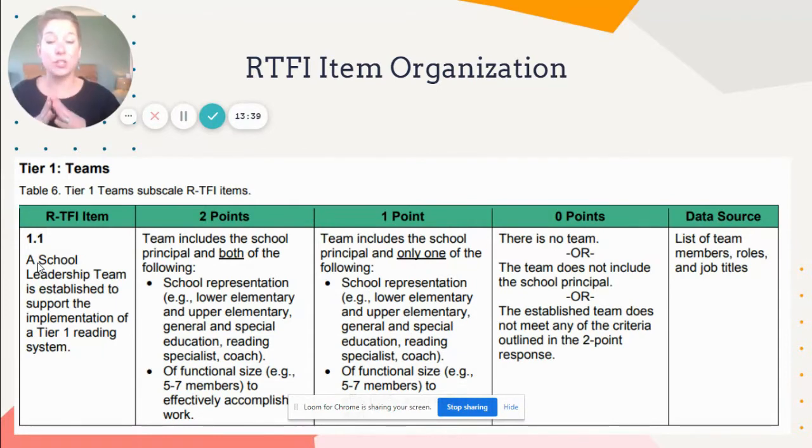Okay, so this is what each item is going to look like. Okay, and then at the end, there's a data source column, and we'll talk more about what that means later. But as your role, this is what you're going to be looking at and voting for.